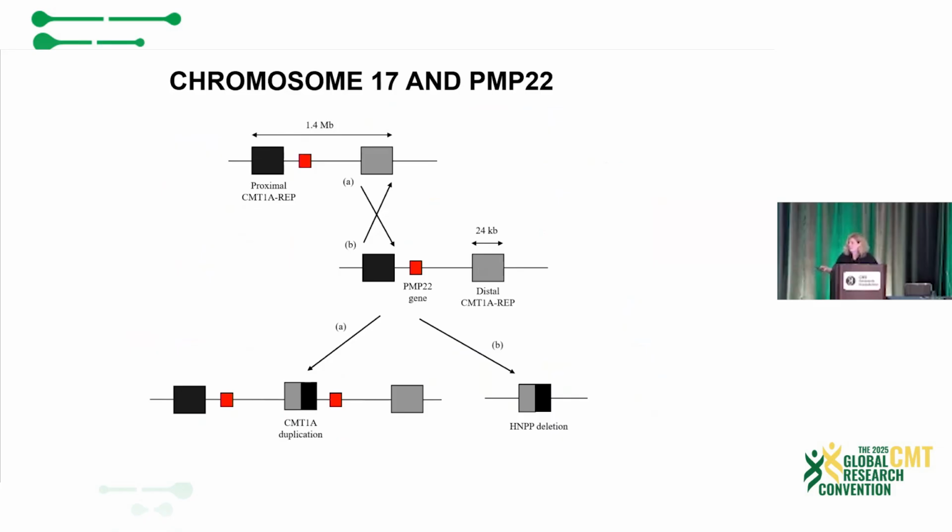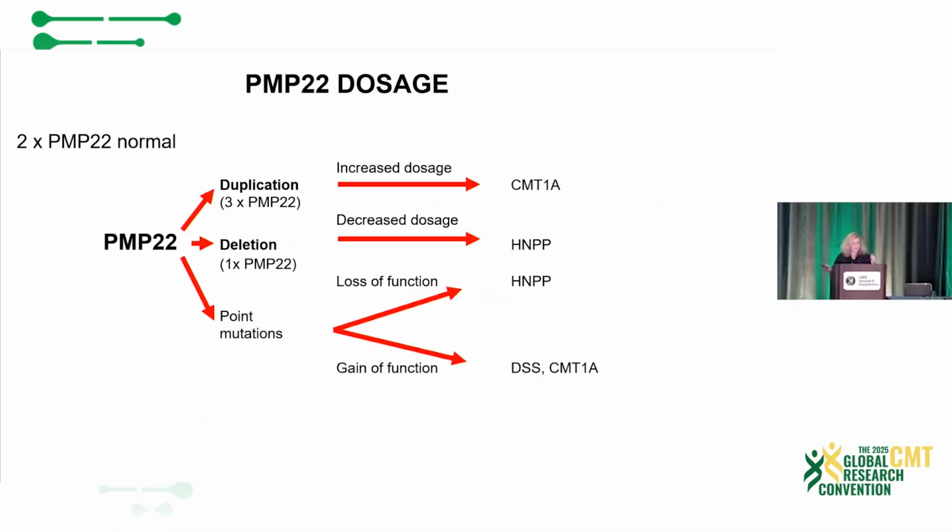But if that happens, some people have only 1 copy of the gene. So remember, you'll have got one of the chromosomes from your mum and one from your dad. So it's a dosage problem. If you have 2 copies of the PMP22 gene, one from your mum and one from your dad, you're normal. If you have 3 copies, you have CMT1A. And if you've only one copy, you've hereditary neuropathy with liability to pressure palsy.